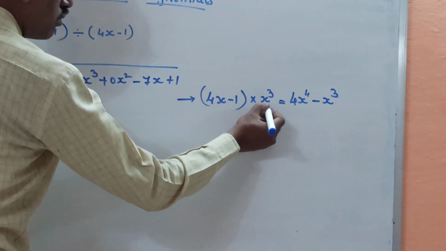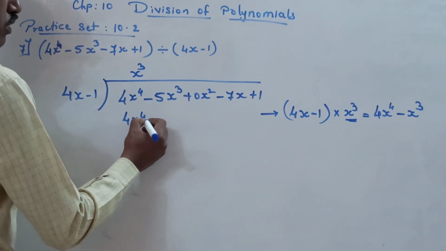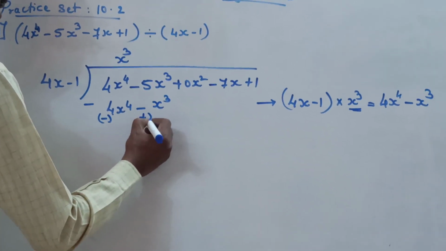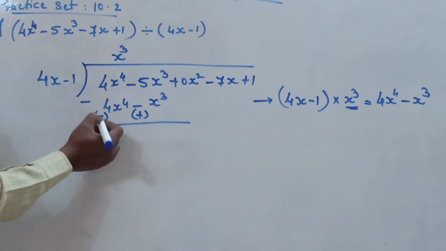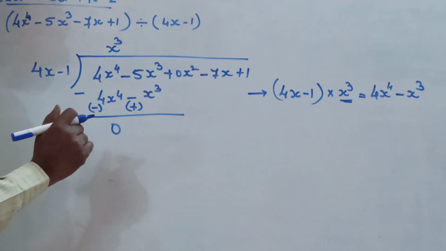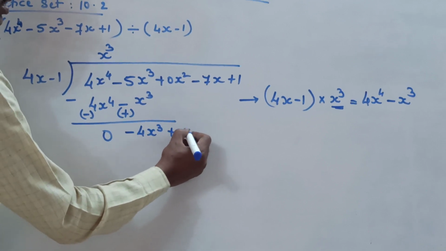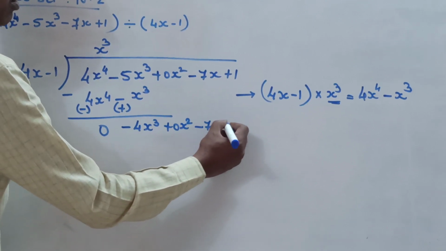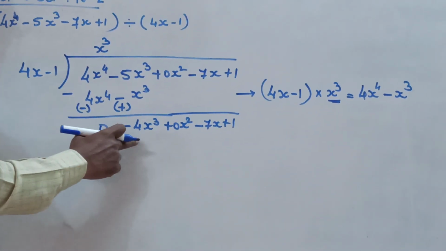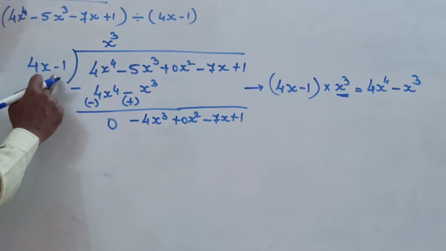So this particular term goes as quotient, that is x cube. So 4x raised to the power of 4 minus x cube. So when we subtract, this becomes subtraction and this becomes addition. So 4x and minus 4x, that becomes 0. Minus 5 plus 1. So it becomes minus 4x cube plus 0x square minus 7x plus 1. We have got the digits down as it is. Now, what should I write over here? Minus 4x cube. 4x is there, 4x cube is there. So I have to multiply only by x square.